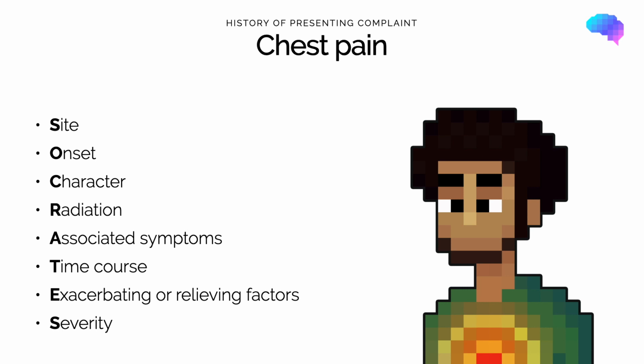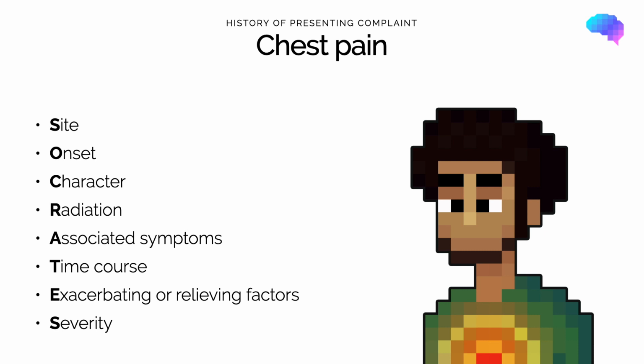Next up, we need to ask about exacerbating and relieving factors, with questions such as, have you noticed anything that seems to make the pain worse? Or, does anything seem to improve the pain? In the context of angina, chest pain is typically exacerbated by exertion and relieved by rest or the use of GTN spray. In the context of pericarditis, chest pain is typically exacerbated by lying flat and relieved by leaning forwards.